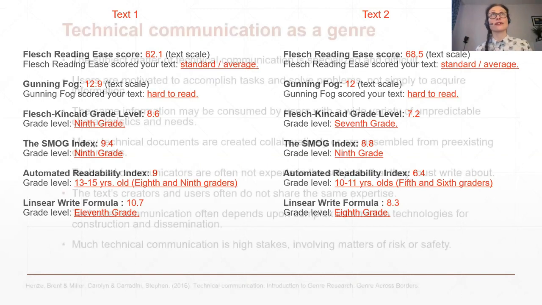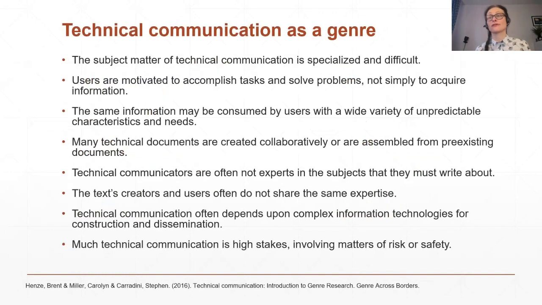So let's have a look at technical communication as a genre so that we can see the potential problems with these readability formulas. So basically the subject matter of technical communication is specialized and difficult. And the users are motivated to accomplish some tasks and solve some problems, not only to acquire some information. And the same information may be consumed by users with a wide variety of unpredictable characteristics and needs.